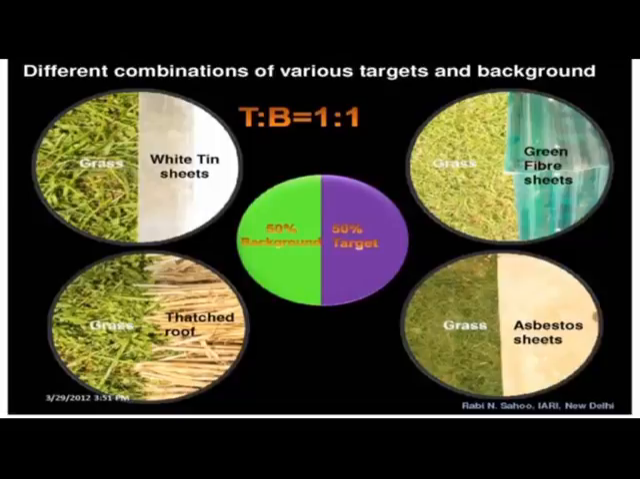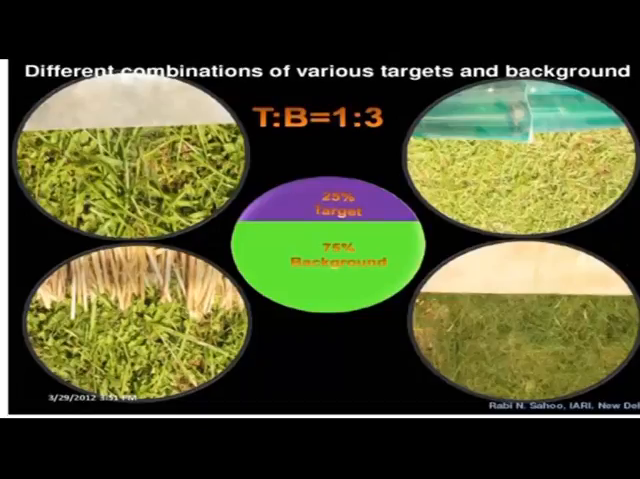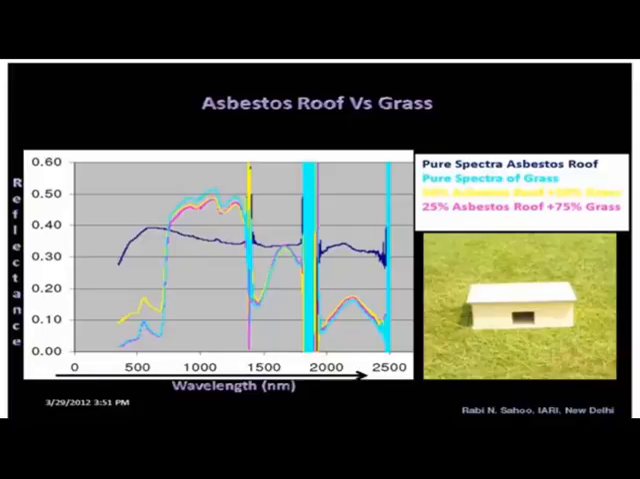Then if you put a sensor at a certain height, you have a field of view in which 50% is your asbestos and 50% is your grass, or 25% is your asbestos and 75% is your grass. You can adjust that. So that experiment was conducted, and you can see how the spectra is changing. Having a pure spectra of asbestos, a pure spectra of grass, then a mixed spectra with different compositions, you are able to see the spectral pattern, how they are changing.